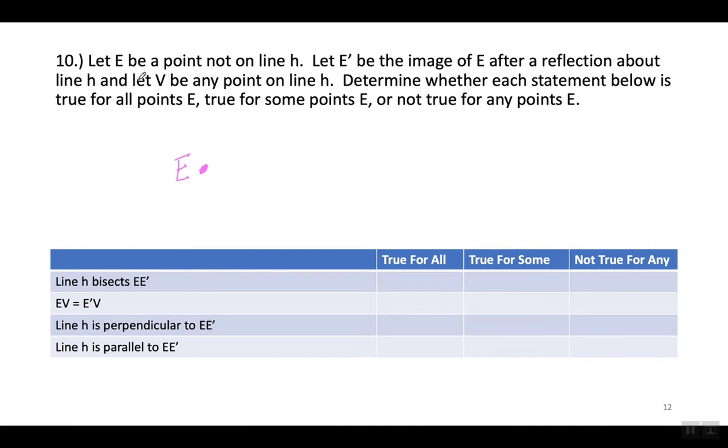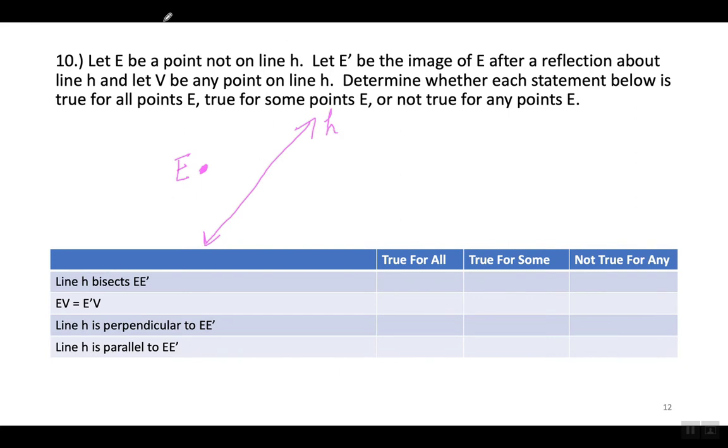So it says let E be a point that's not on line H. Let me just draw line H wherever. Let's just draw that. This is H. So this is line H. This is point E. And it's not on line H. I could have drawn this a lot of different ways. I just chose to draw it like that, okay?